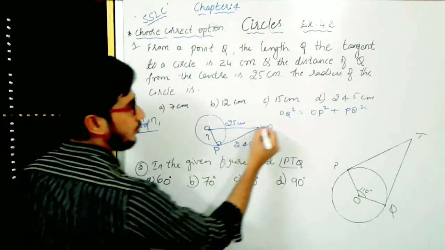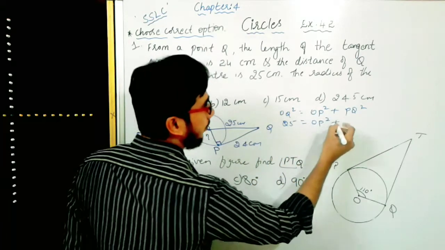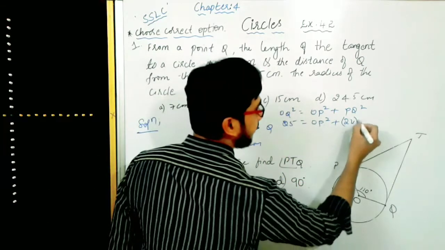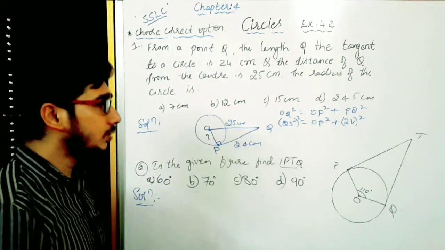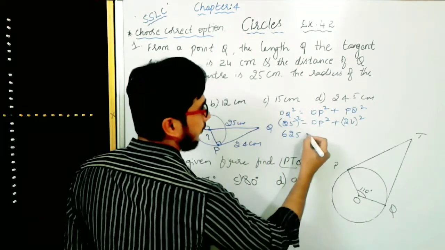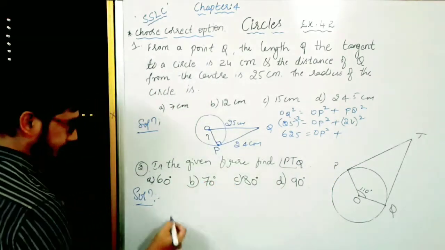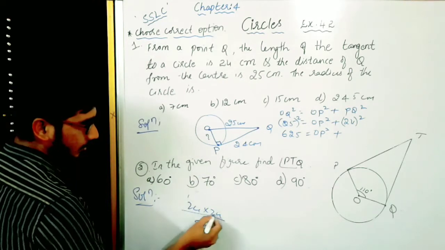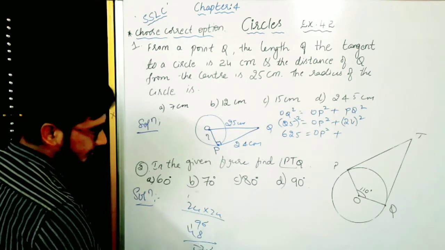OQ how much? OQ is 25. OP how much? Don't know, we have to find. PQ how much? 24. So 24 square. This is 25 square. 25 square, you might have memorized it, and you can write 625, which is equal to OP square plus 24 into 24. How much? 24 into 24. 4 4s are 16, 6, 1 carry, 4 2s are 8, 9, 4 2 2s are 4, 6, 7, 1 carry, 576.